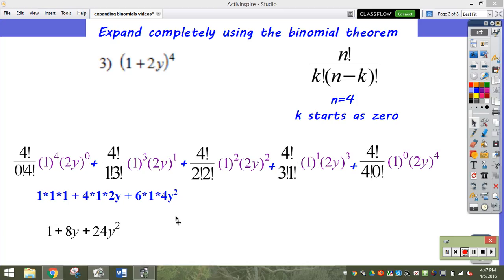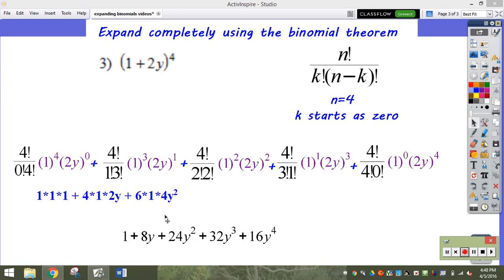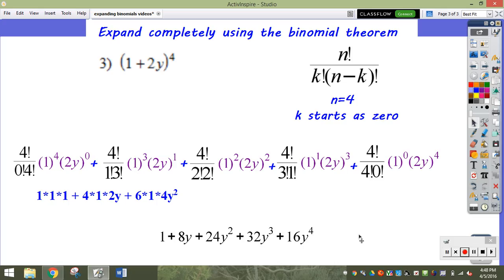And once I continue simplifying the rest, the result would be 1 plus 8y plus 24y squared plus 32y cubed plus 16y to the 4th. So that would be my resulting polynomial after expanding this binomial. And that's how you use the binomial theorem.